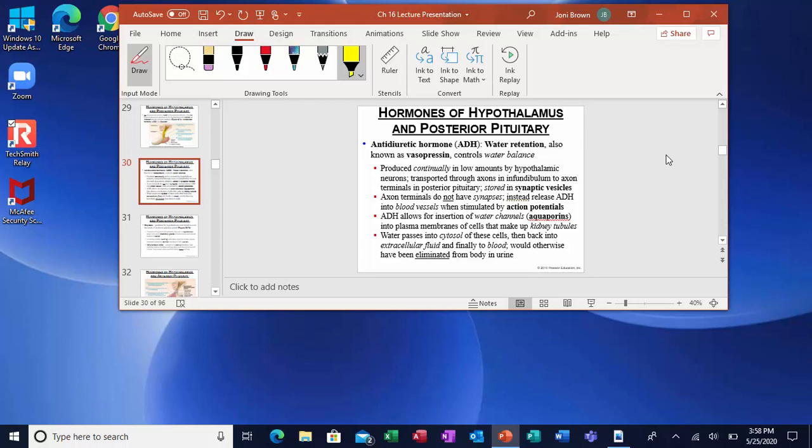And that ADH will cause these little water channels called aquaporins to be inserted into the plasma membrane of the cells in the kidney tubules so that water will pass into the cytosol and then back through the extracellular fluid and finally to the blood, so it won't be eliminated from the body as urine.